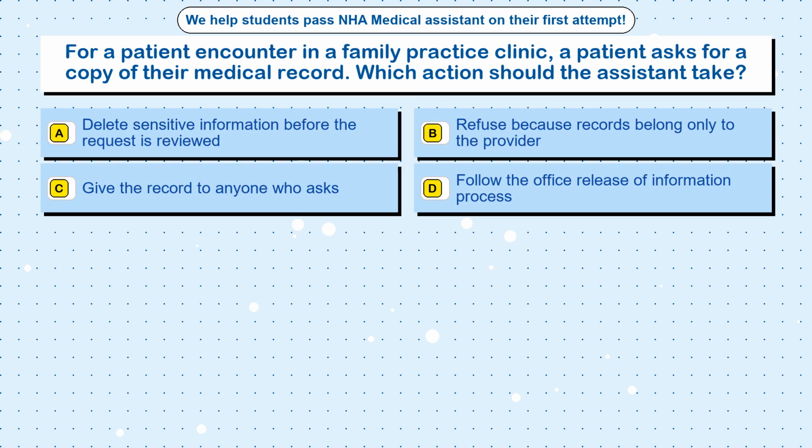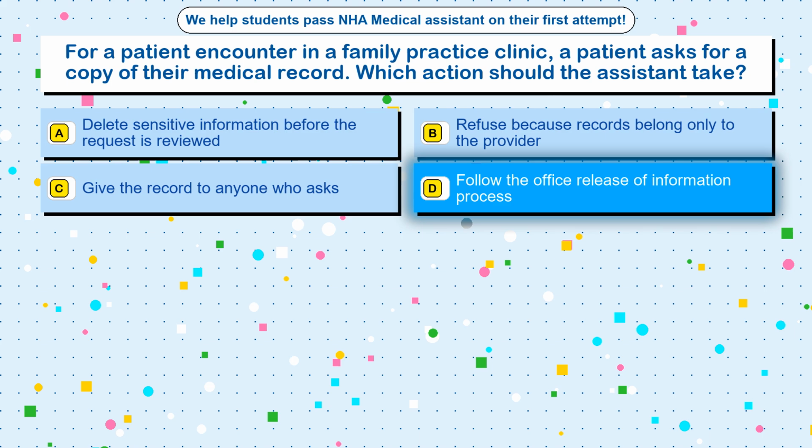Question 15. For a patient encounter in a family practice clinic, a patient asks for a copy of their medical record. Which action should the assistant take? Option A, delete sensitive information before the request is reviewed. Option B, refuse because records belong only to the provider. Option C, give the record to anyone who asks. Option D, follow the office release of information process.